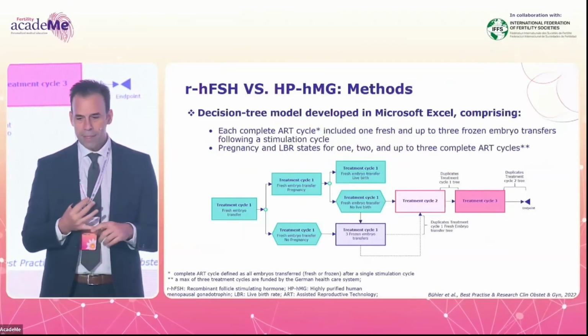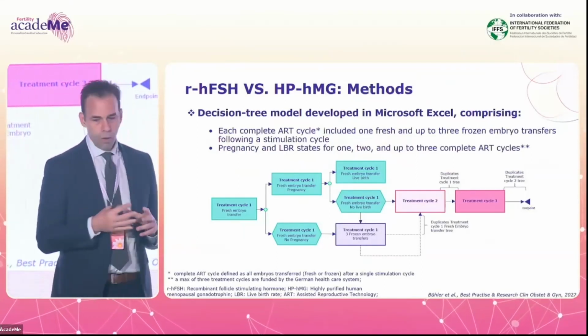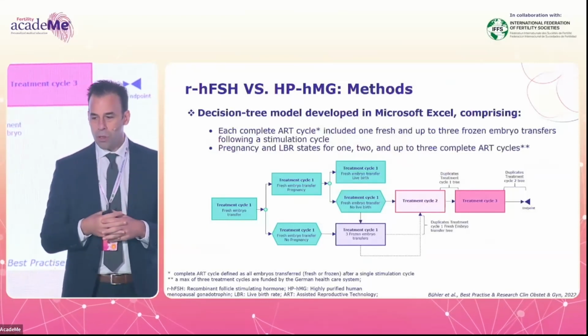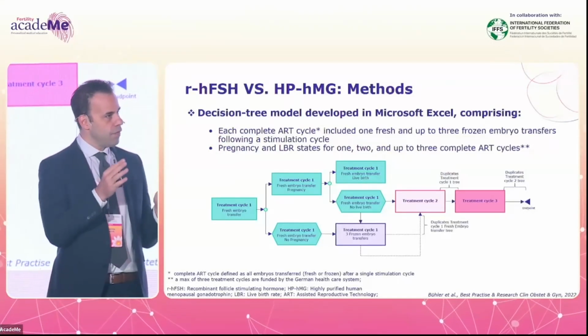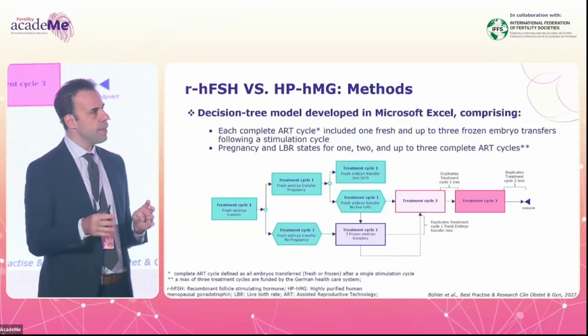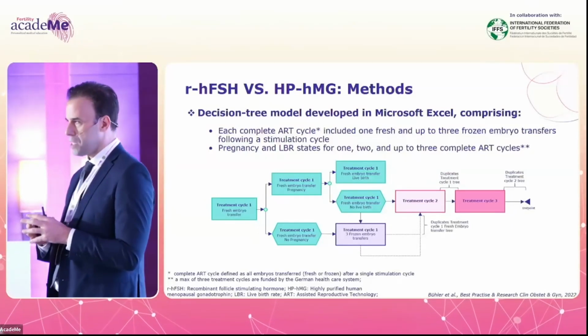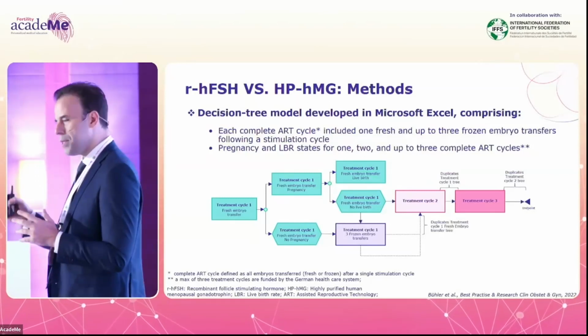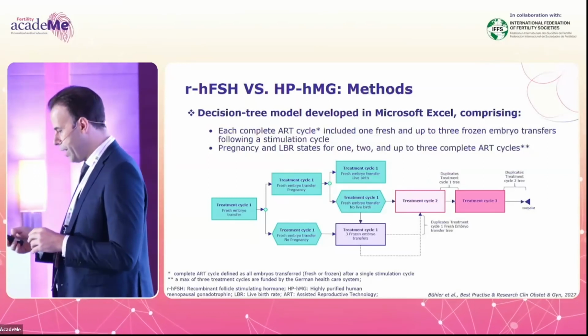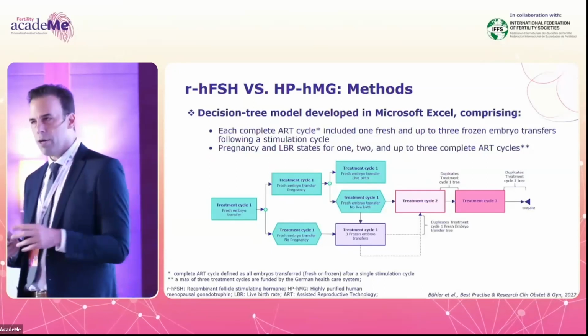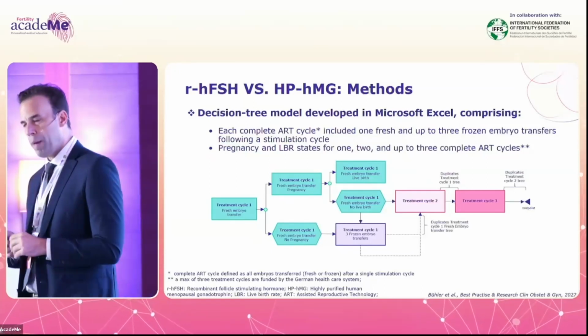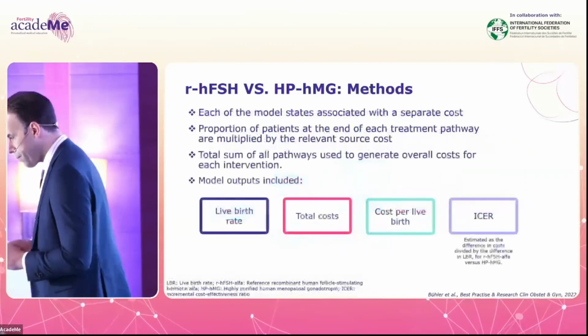It included pregnancy and live birth rates for 1, 2, and as I said, up to 3 ART cycles. And for every stage of the treatment, depending on whether the patient had achieved a successful outcome or not, it would be determined how their journey would continue. You can see a description here, and obviously you can read the full paper for more details.